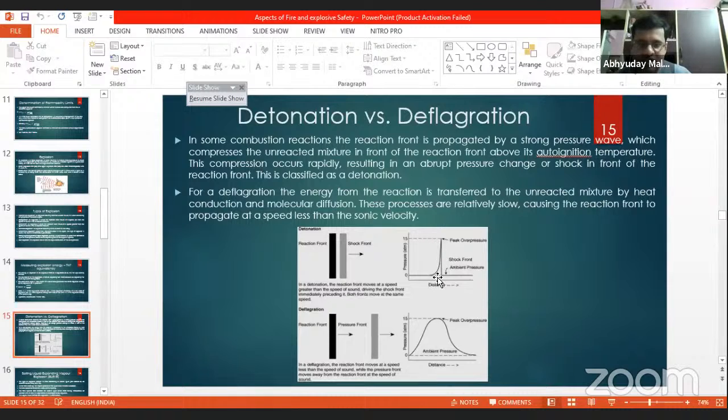Very abrupt pressure change. That means a spike in the pressure over a very short distance. That is an abrupt increase in pressure. This is the characteristic of a detonation explosion.